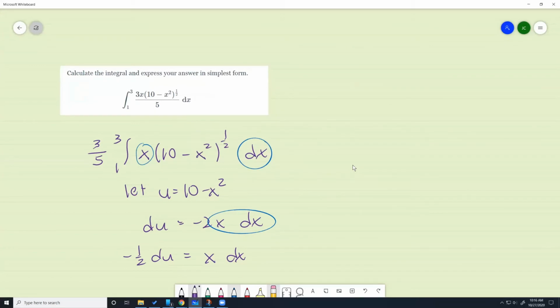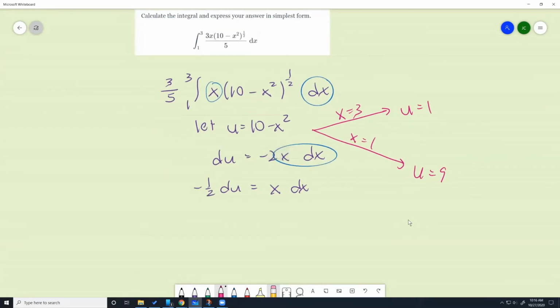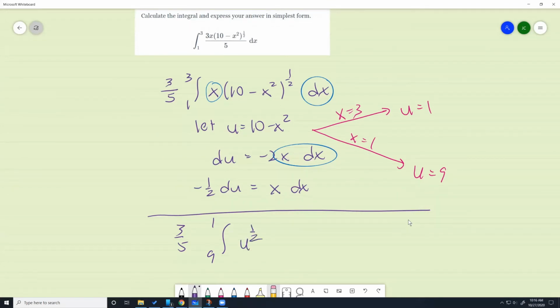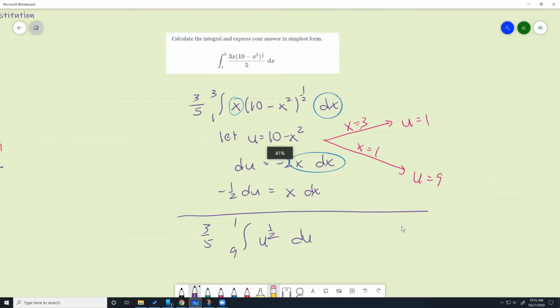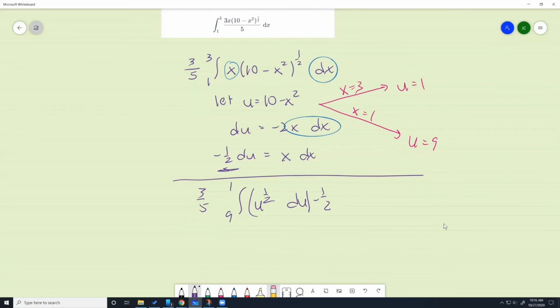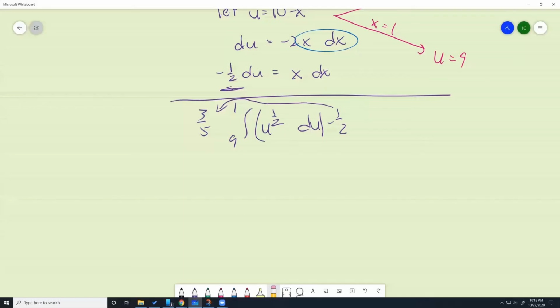I'm going to change the limits of integration. Don't forget to do that. At x equals 3, u equals 10 minus 9, which is 1, and at x equals 1, u equals 9. Okay, now we're ready to substitute. Goes from 9 to 1. u to the 1/2 power du. Uh-oh, there's a negative 1/2 as well. Here we're going to factor that out. So when I factor this out, I will get negative 3/10.